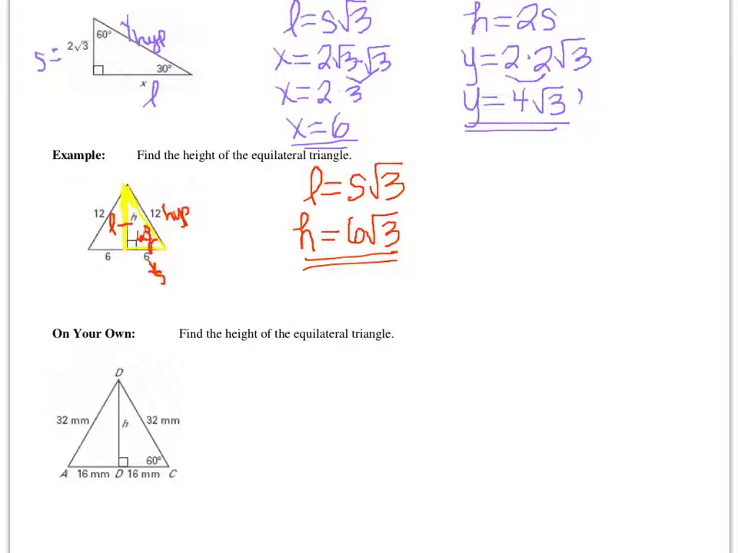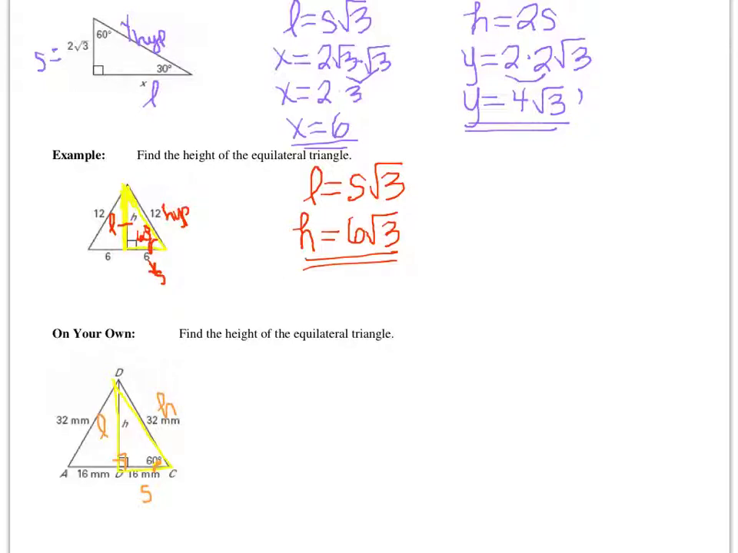Next one, find the height of the equilateral triangle. So again, let's define what triangle we're looking at here. We're just going to look at half of it. So we're looking at this triangle right here. And again, we know that if it's an equilateral triangle, this angle has to be 60 degrees. I've got a 90 degree angle right here. So this is definitely a 30, 60, 90 triangle. With this being 60, across from it is going to be my longer leg. The 16 down at the bottom is going to be my shorter leg, and across from my right angle, that's going to be my hypotenuse.